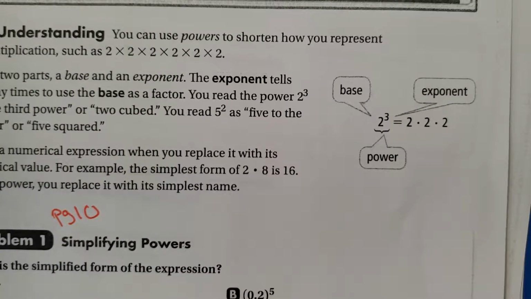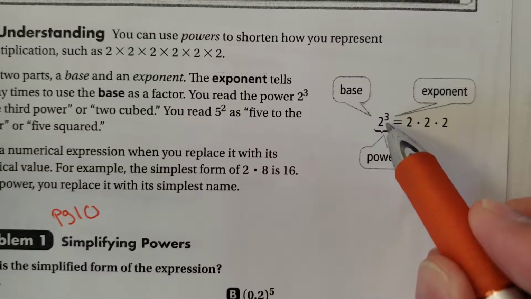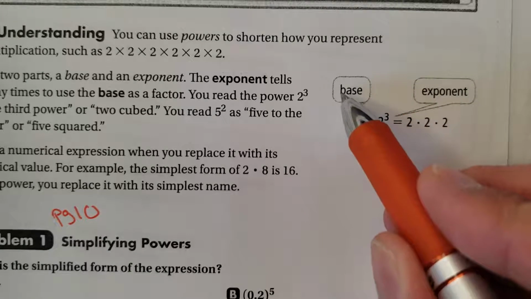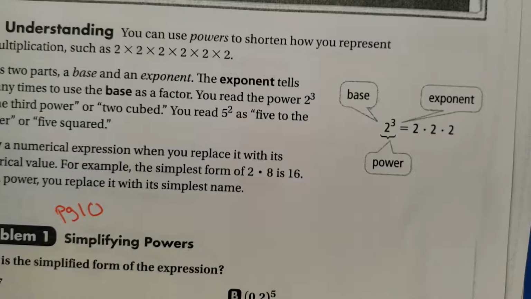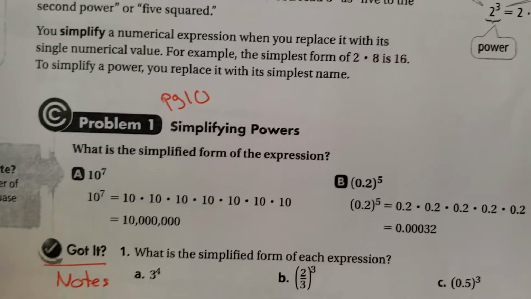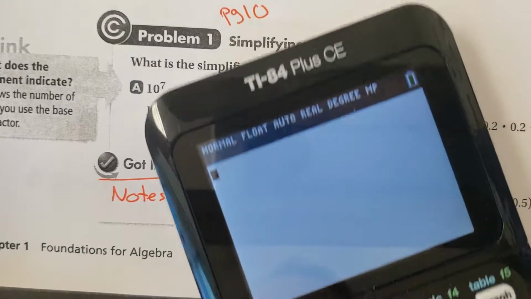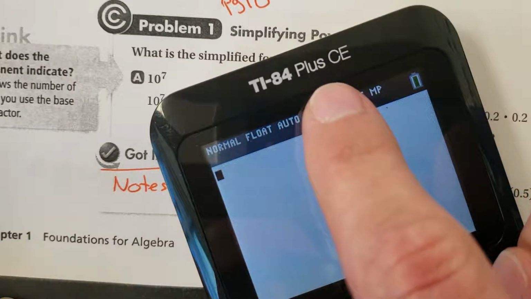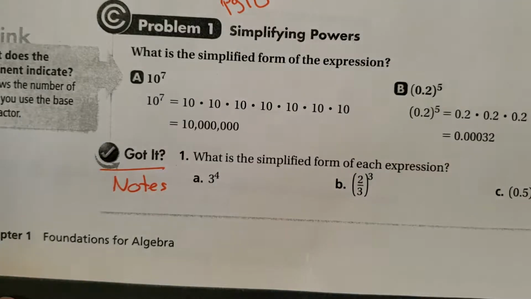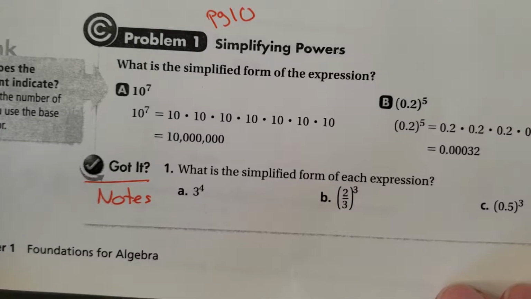A power is made up of a thing called a base and an exponent. The exponent tells you how many of the base numbers to multiply. It's basically repetitive multiplication. So I'm going to show you in this problem and a lot of problems the calculator button sequences on a TI-84 Plus CE on how to get everything that you want to get.